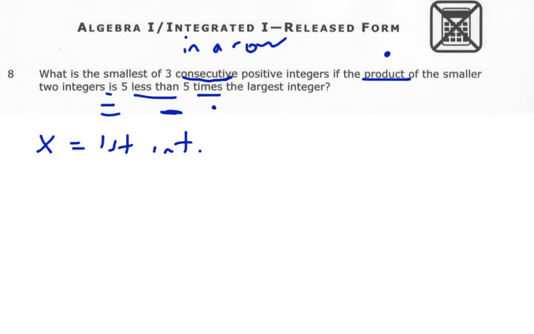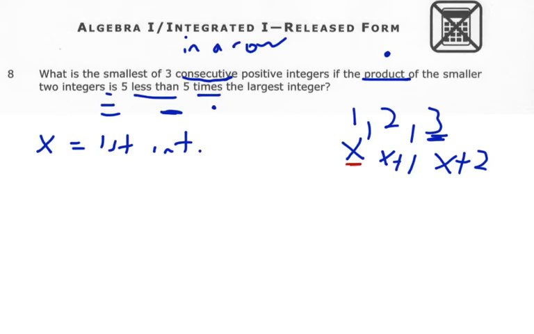So think about, I'm just going to write an example, 1, 2, 3. Those are consecutive because they're one after the other, integers, and they're all positive. So if I called that first one x, how is that second one in relation to the first one? It's 1 more, so x plus 1. How's the third one in relation to the first one? It's 2 more. So my 3 unknowns are x, x plus 1, x plus 2, and now really I only have one unknown, which is one variable, which is x. So x plus 1, x plus 2 is my second and my third.